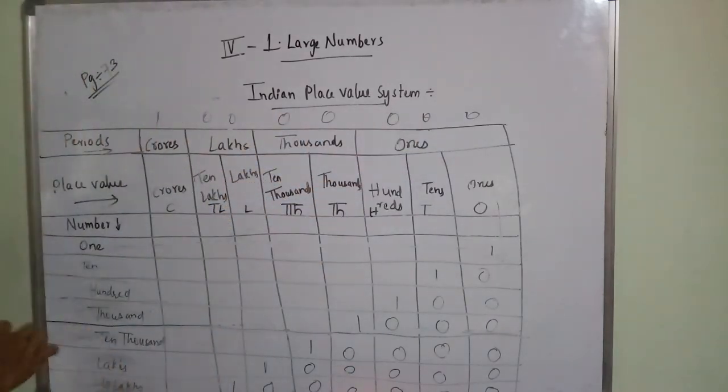Like that, this is the Indian place value system. So we have completed discussing Indian place value system in this class. In next class we will continue with international place value system. Okay, right.